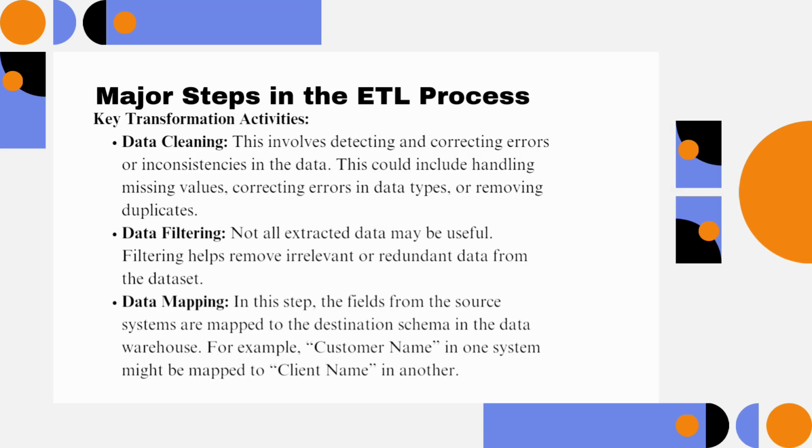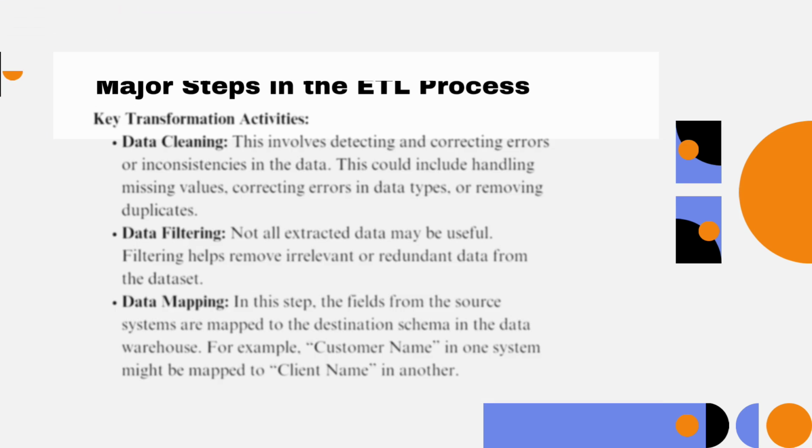Key transformation activities. Data cleaning. This involves detecting and correcting errors or inconsistencies in the data. This could include handling missing values, correcting errors in data types, or removing duplicates. Data filtering. Not all extracted data may be useful. Filtering helps remove irrelevant or redundant data from the dataset. Data mapping. In this step, the fields from the source systems are mapped to the destination schema in the data warehouse. For example, customer name in one system might be mapped to client name in another.